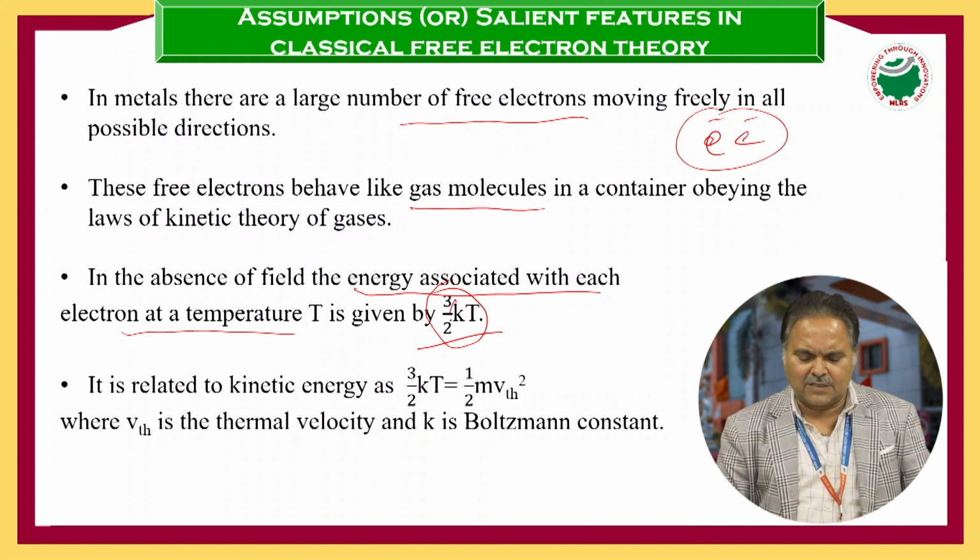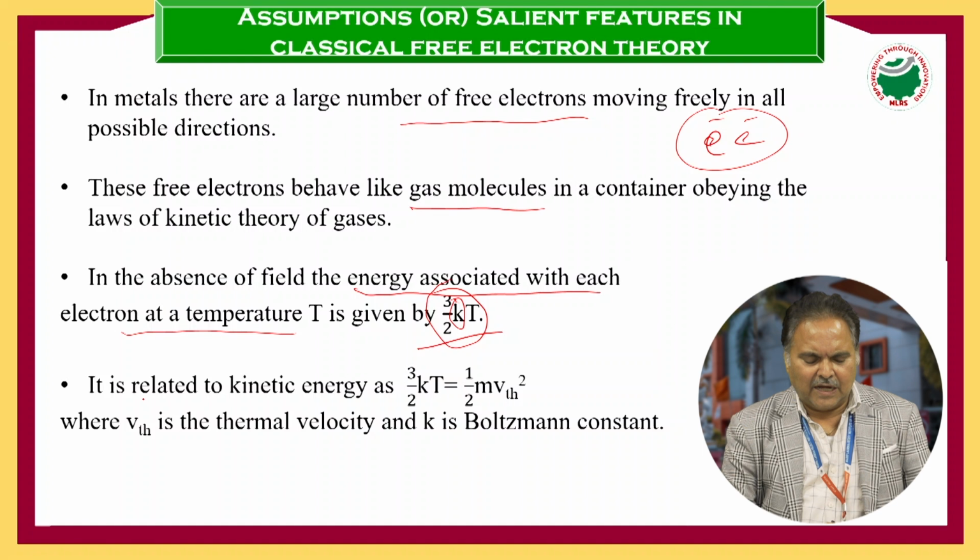Here, k is the Boltzmann constant and T is the absolute temperature. This is the energy associated with each electron at a particular temperature. This way we calculate the energy of that particular electron. Once again, the electron is moving, and if it is moving, it has kinetic energy.